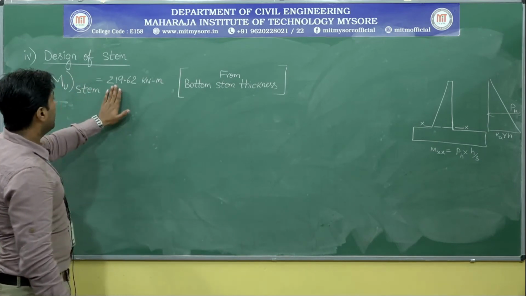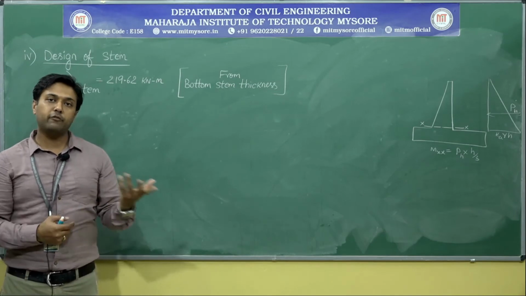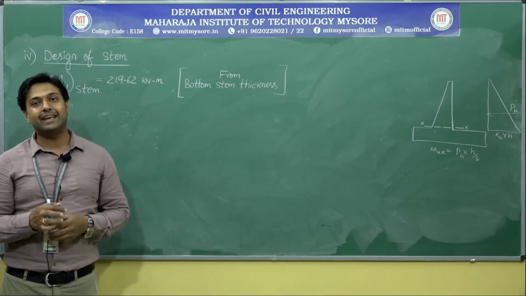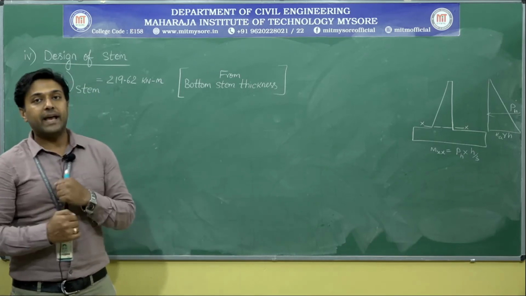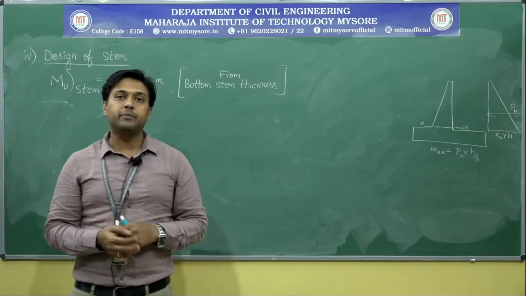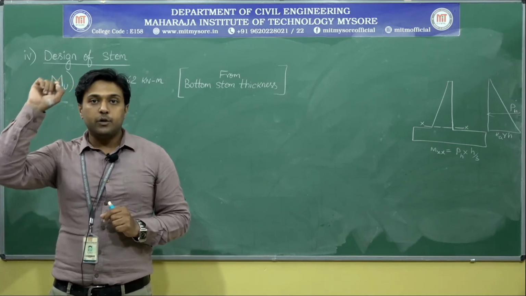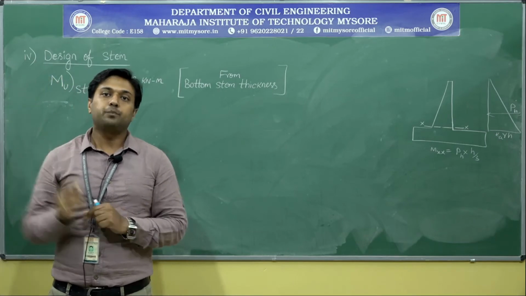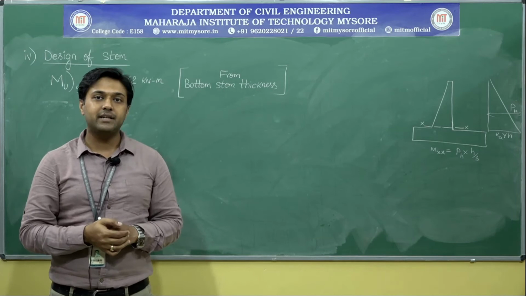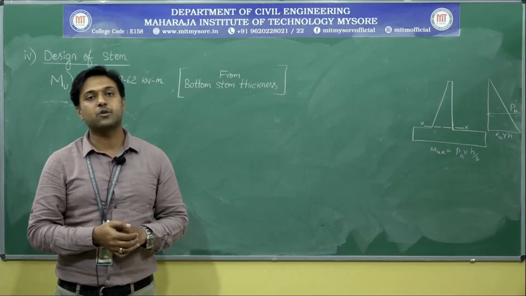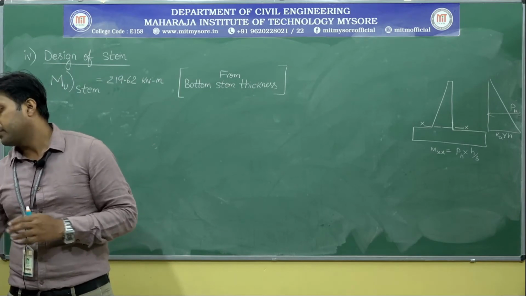Now you know the moment. Whenever you know the moment, you can easily calculate the area of steel. Let me calculate the area of steel. Which formula will you be using? While doing RCC, you were using Mu is equal to 0.87 Fy Ast into d into 1 minus Fy Ast divided by fck b d square. The same formula I will be using now. So observe.